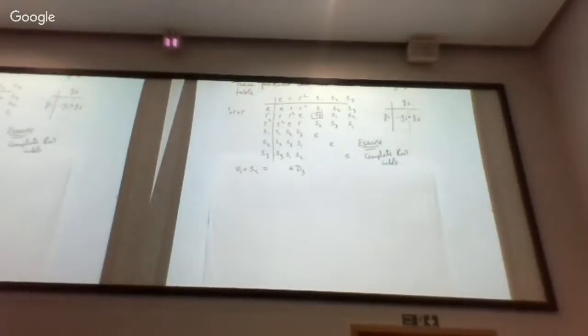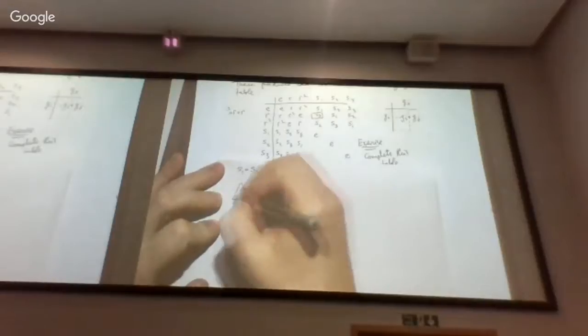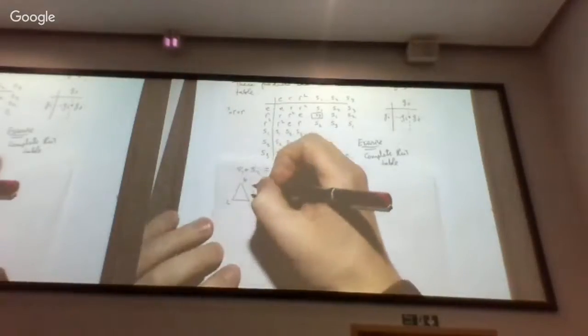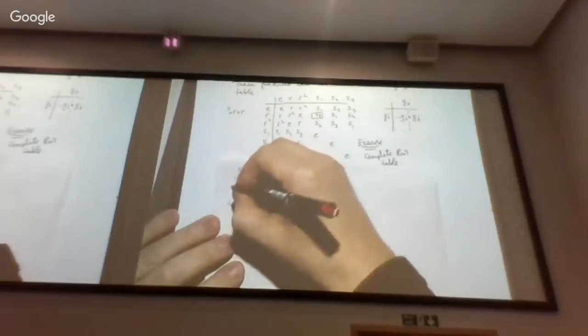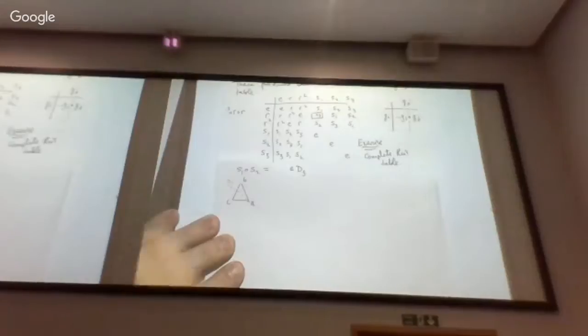So we know by a process of elimination that S1 composed with S2 has to be either R or R squared. It's not going to be the identity. Now to work out which particular one it is, you can label the vertices of your triangle and just work it out. So this axis here was S1. The axis S2 was the vertical one.